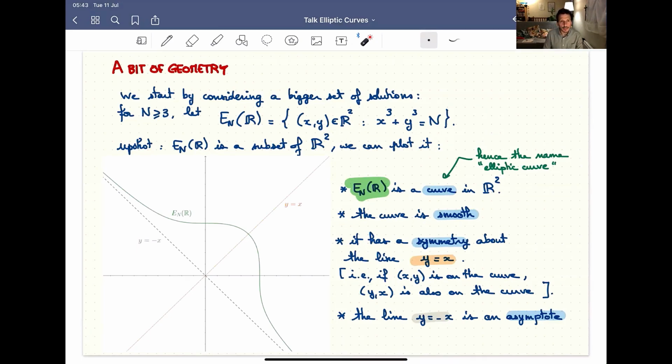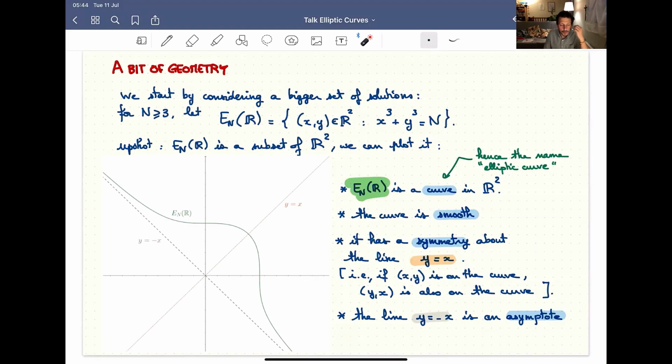Why is this interesting to do? Well, because now E_n(R) is a set of pairs x and y of real numbers, and now you can do geometry, because x, y are coordinates of a point in the usual plane of geometry. So one thing we can do is to plot this set E_n(R). I drew the pictures for you here. E_n(R) is the curve in green. And this is what it looks like.